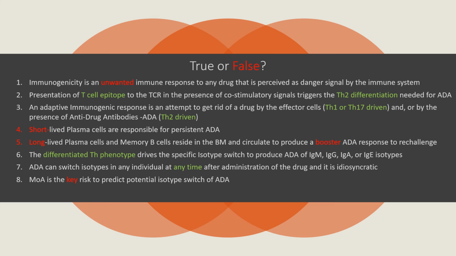The mechanism of action is the key to predict potential isotype switch of anti-drug antibodies. That's not true. The T-cell epitopes are going to be critical. While the mechanism of action can produce an increased risk for IgE, if the drug does not have an epitope that identifies the drug as danger, this individual may have an IgE response, but not to the drug. T-cell epitopes and mechanism of action are considered to de-risk and assess the impact of immunogenicity of the drugs, and this is true.